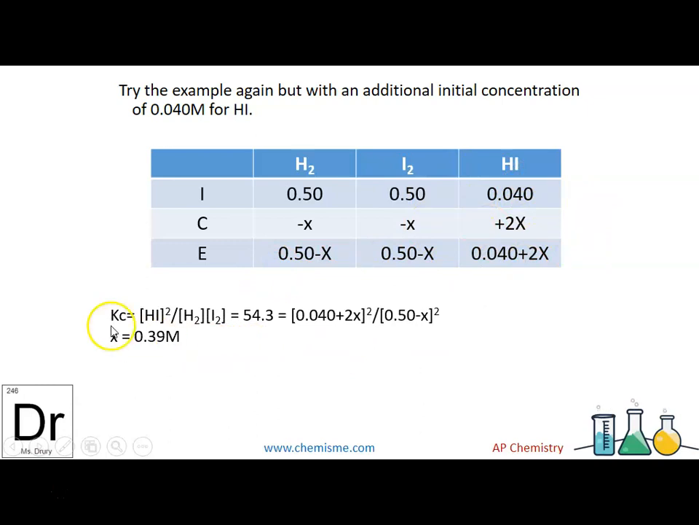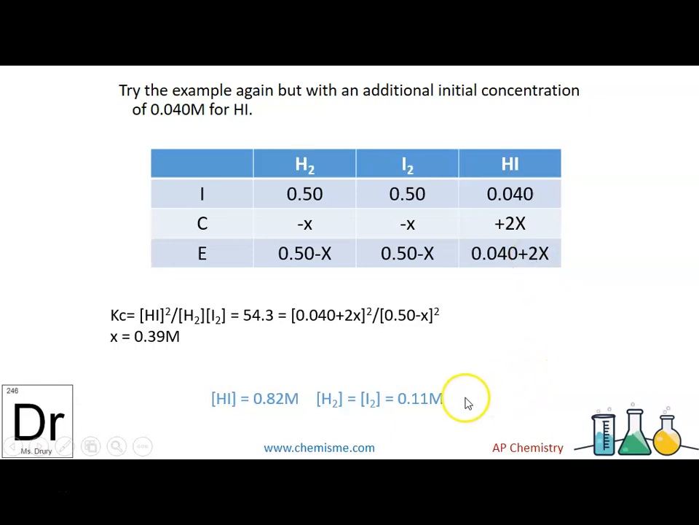We're going to plug that into our Kc expression, which was 54.3. I have 0.04 plus 2x squared, because there's 2 of them in the equation, and then 0.5 minus x squared because it happens twice in the ICE box. I can square root both sides and solve for x, and then plug the x back into my equation.